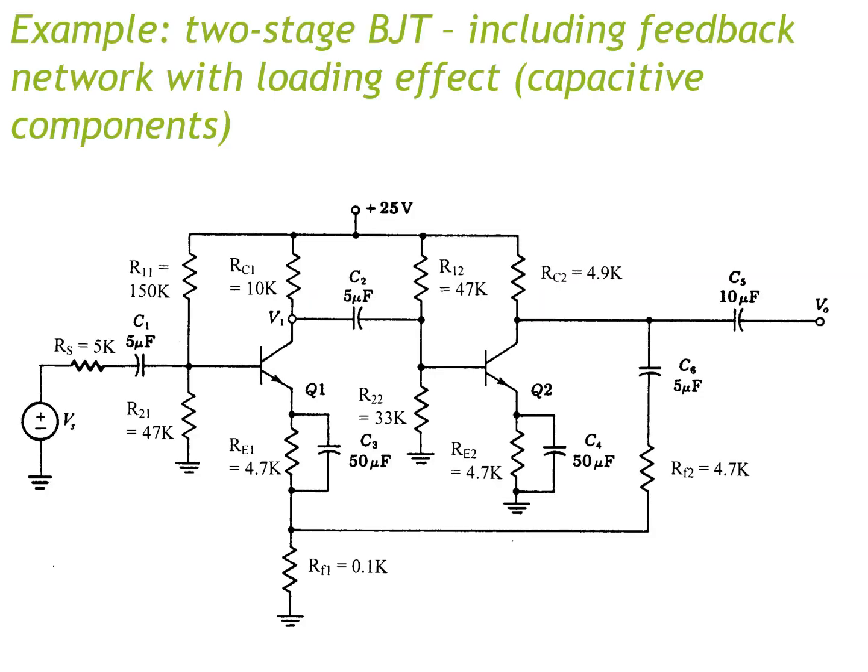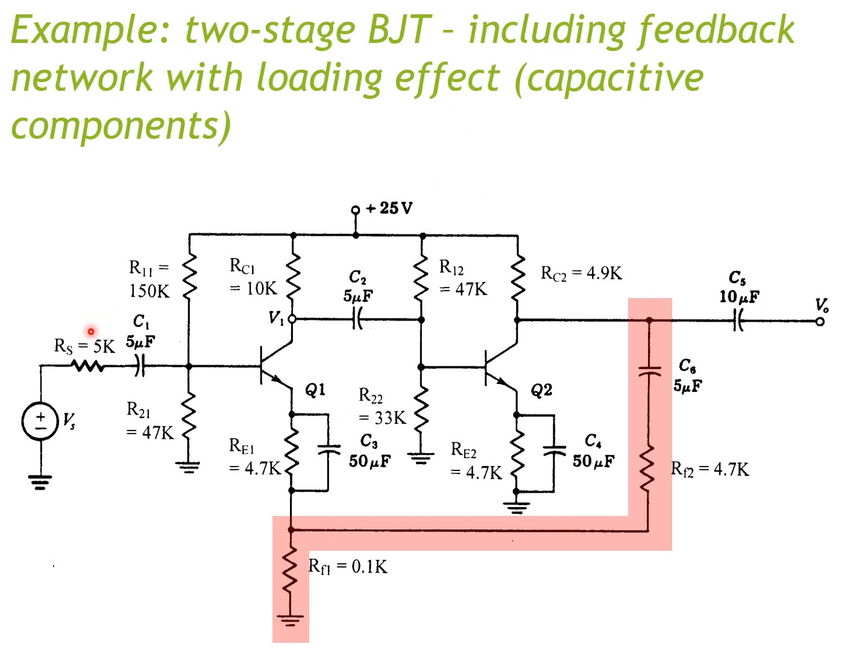So in this example here, we have a two-stage BJT amplifier. This is our first stage, and this is our second stage. We also have a feedback network. This feedback network also exerts some loading effect onto the basic amplifier circuit.